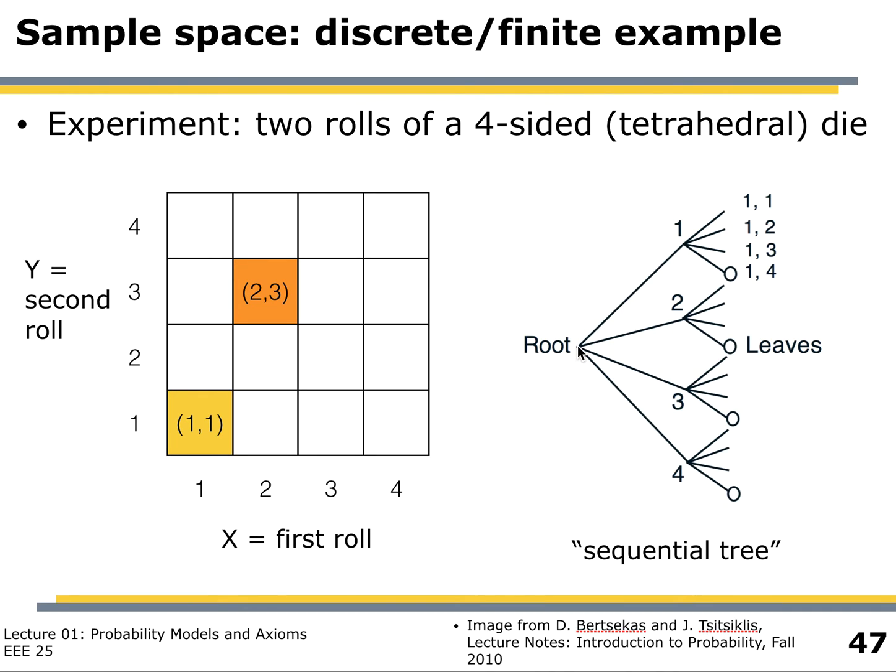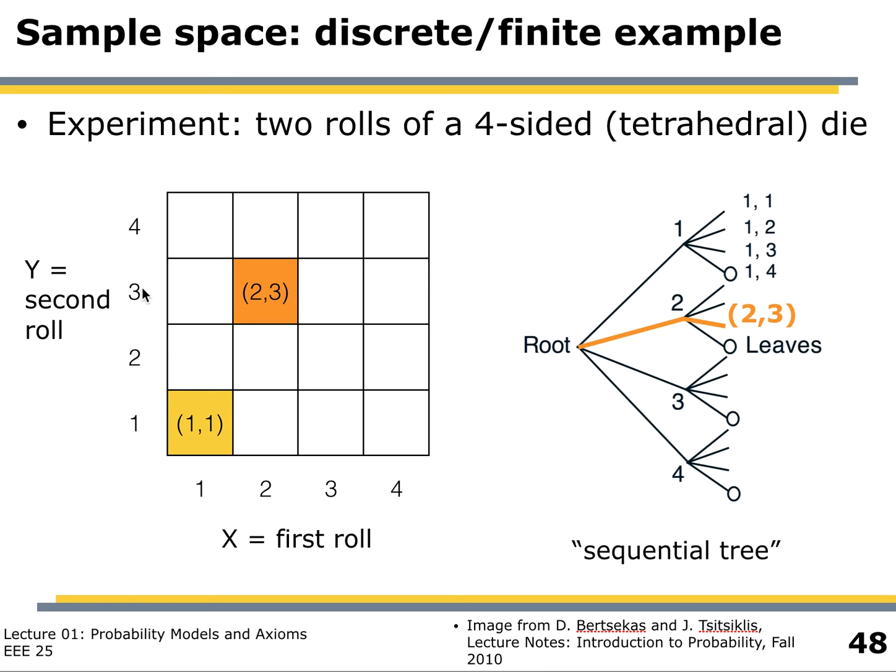So for example, getting 1 on the first roll of the die and then a 3 on the second roll of the die would take you from the root down this path and down this path right here to get 1 comma 3, the ordered pair 1 comma 3. Alternatively, if we want to represent this outcome right here, the ordered pair 2 comma 3, using a sequential tree, that would require us to traverse this path right here. So this one, 2 for the first roll of the die, and then for the second roll, this 3 right here, leading us to this possible outcome. So that is the sample space for this particular example.